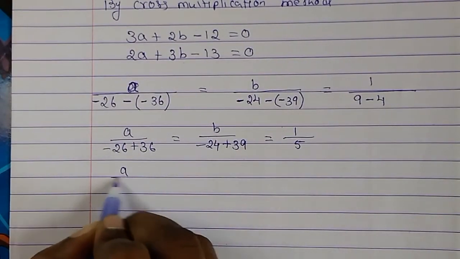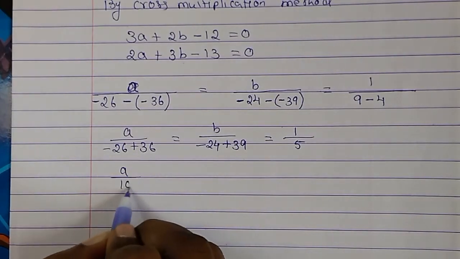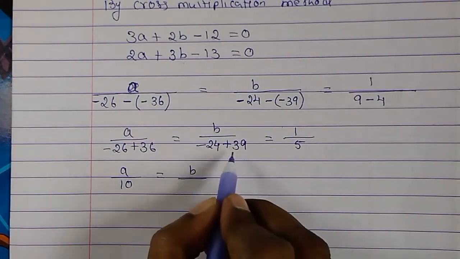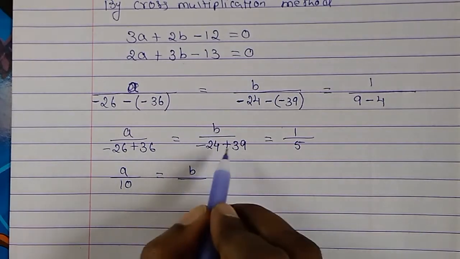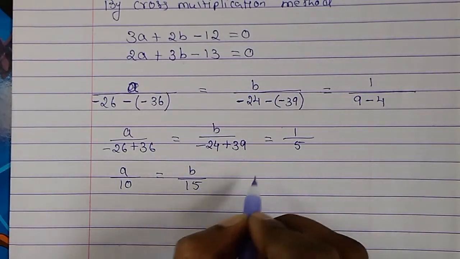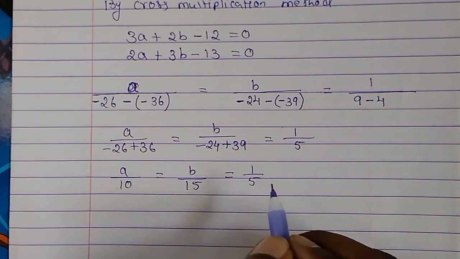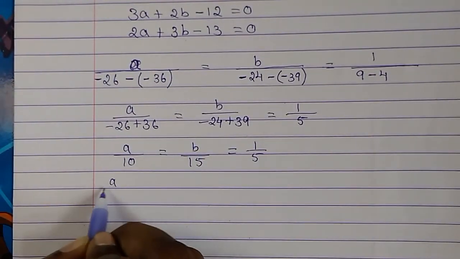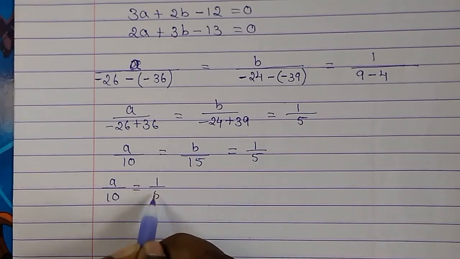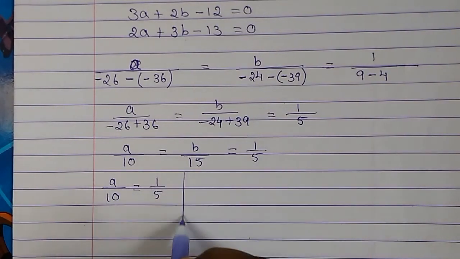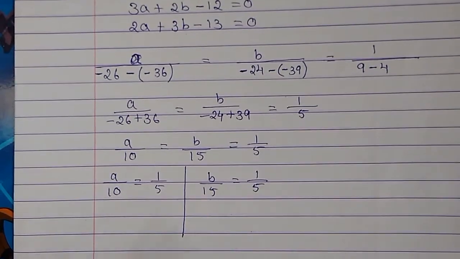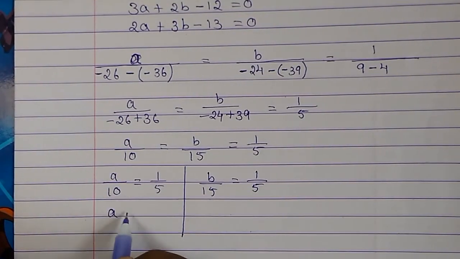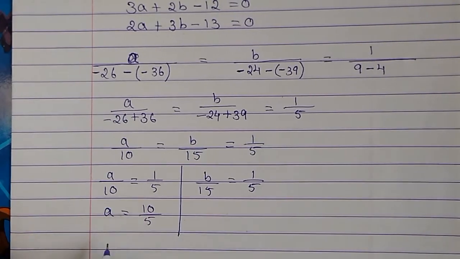So now if you are further simplifying, you will get here 10. Here biggest number is plus, so plus. Here also biggest number is plus. So when you are subtracting 36 minus 26 and 39 minus 24, you will get 10 and 15, and here 1 upon 5. So let's compare them now. So a upon 10 equal to 1 upon 5. Same way we'll compare b upon 15 equal to 1 upon 5. So when we compare, we'll get the a value, 10 will go up here, so a equal to 2 upon 1.